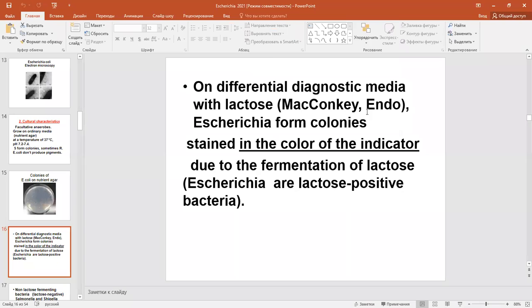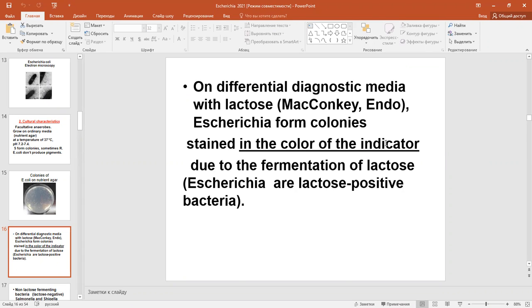Before inoculation, these media contain nutrient agar plus lactose plus indicator plus alkali. Indicators are different, and dyes are used as indicators. In McConkey's agar it is neutral red, in Endo it is fuchsin. Before inoculation of bacteria, these media have no color of indicators because, did you notice, pH is alkaline. Memorize this very important thing for diagnostics of disease caused by Enterobacteria: if pH is alkaline, the indicator has no color.